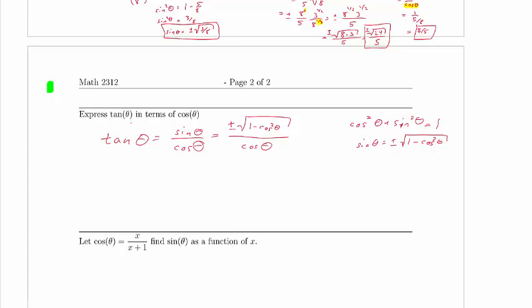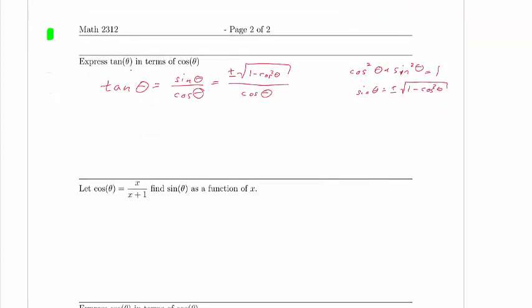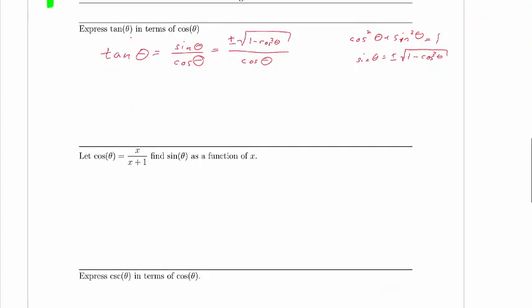And if you try and match the graph of this in Desmos, which I encourage you to try and do, you will note that whether or not you use the positive or the negative will depend on what part you are on the unit circle. Alright, so let's go ahead and take a look at the next one.